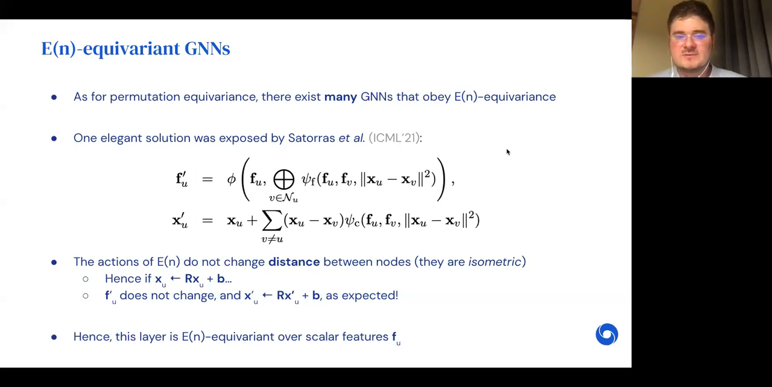Now, what's very important is that when you parameterize the layer in this way, any action of the Euclidean group will not change the distance between the nodes because these actions are isometric. So if I were to transform my coordinates by applying the E(n) group action, the f prime will not change as a result, which is exactly what we want. And further, if x prime, the updated coordinates, are defined in this way, they will transform exactly according to the symmetry group. It's a nice exercise to verify this, and it will be exactly as expected. So this layer gives you E(n) equivariance in a super elegant way. You just have to modify the message function by adding this extra input over any scalar features f of u.